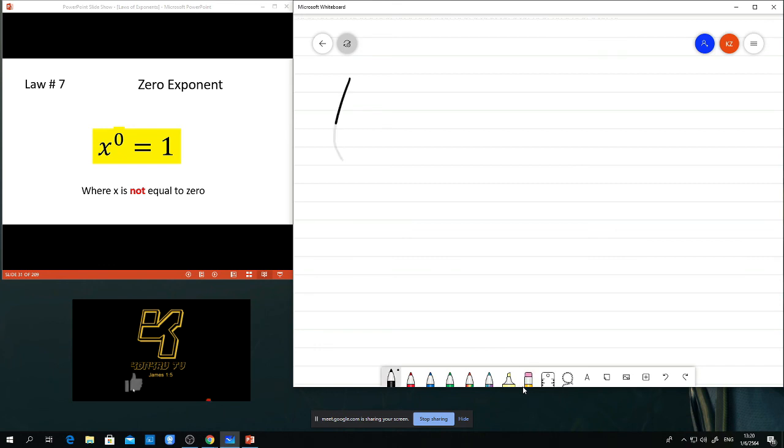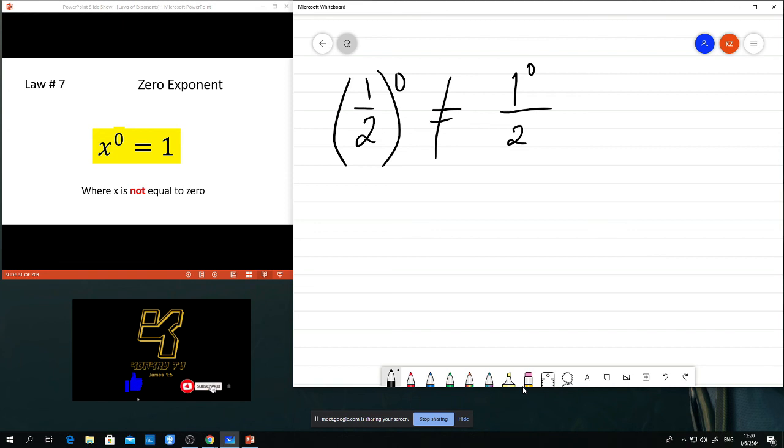Okay, let me be clear. 1/2, power of 0, is not equal to 1 power of 0 over 2. They are not equal. Why? This one is equal to 1. This one, 1 power of 0, is still 1. So it is still 1/2. That's why they are not equal.